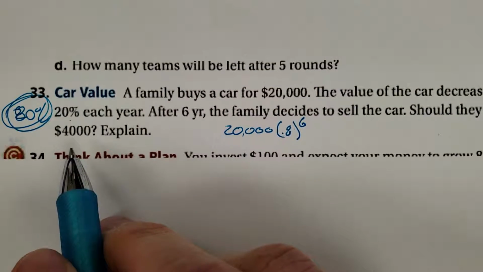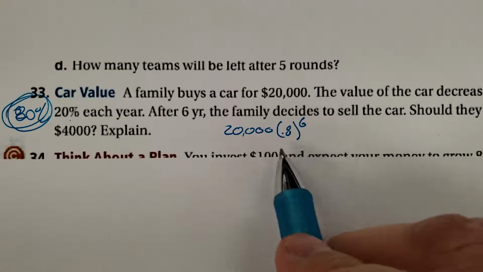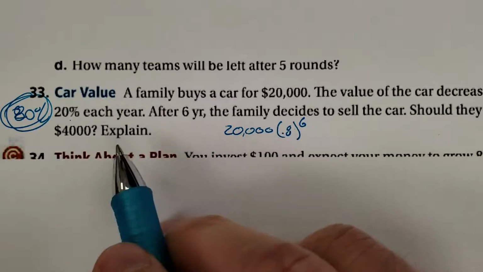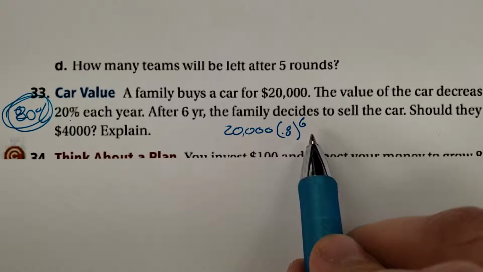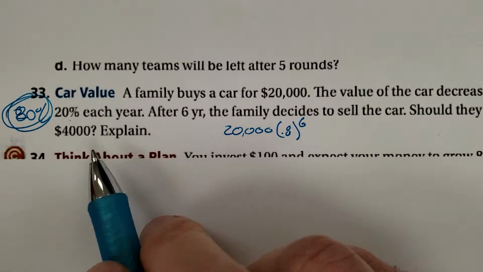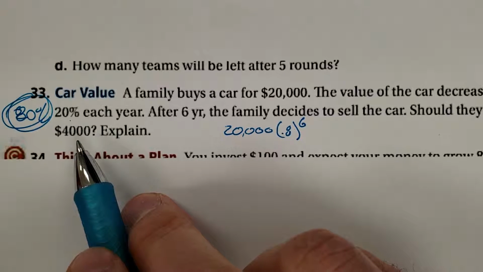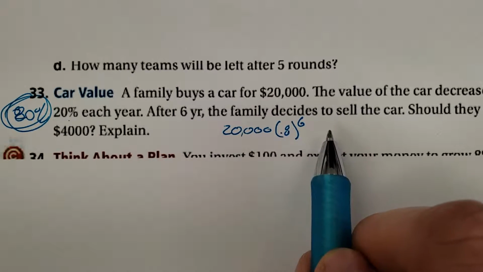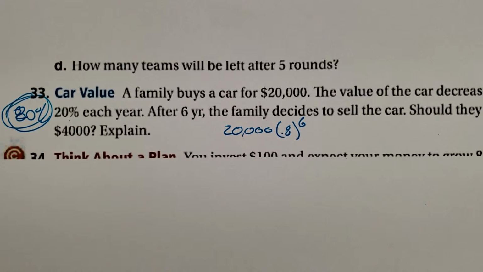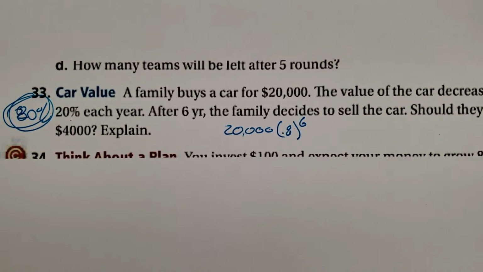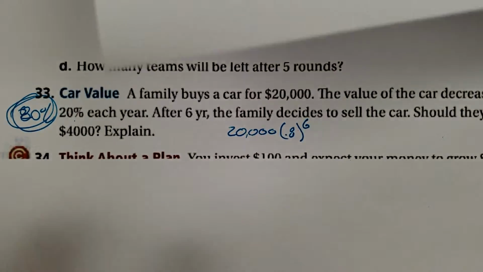Should they sell it for $4,000? I don't know. If this number gives you a higher value than 4,000, then they're underselling themselves. But if this number is just a little bit under 4,000, yeah, sure, why not? Try to ask for a little bit more than what it's worth. You never know. Okay, but if it's definitely more than 4,000, no, you're underselling yourself. More is better in this case. Always try to sell it for a little bit more than what it's worth, because you never know what's going to happen.